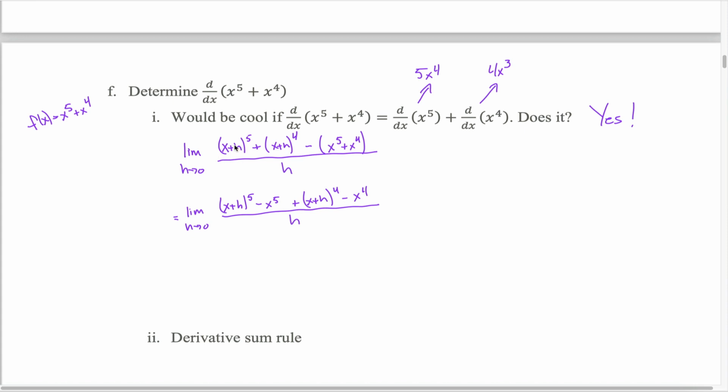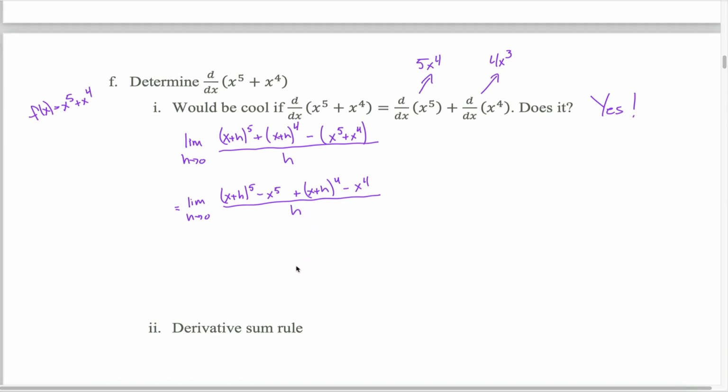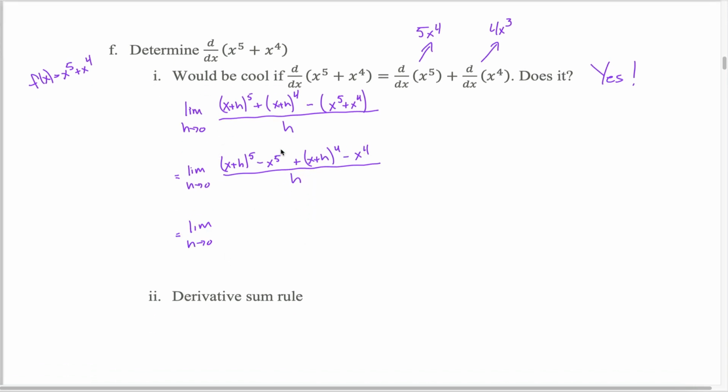So maybe I'd take this x plus h to the 5th and add this negative x to the 5th, that's this part, and then add this x plus h to the 4th and this negative x to the 4th, that's this part right here, divide the whole thing by h. But if you think about this as these two terms plus these two terms divided by h, you could rewrite this as the sum of these two different fractions, right?